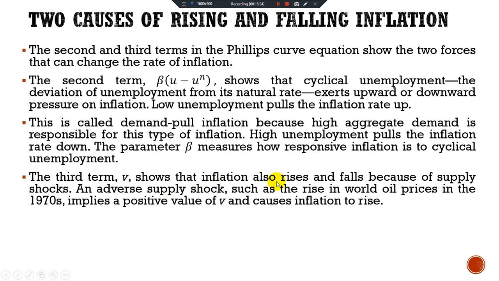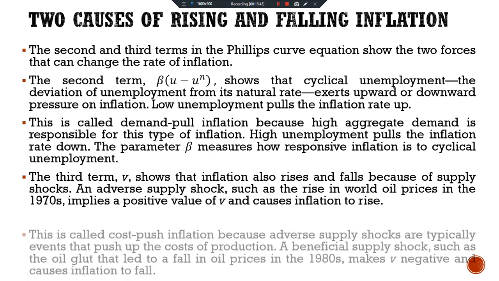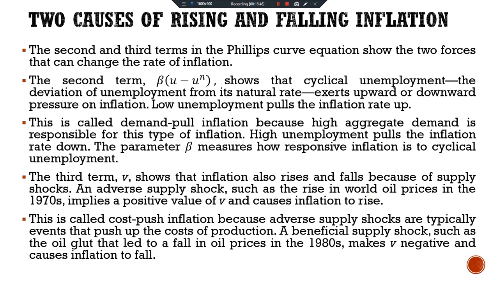V, shows that the inflation rate also rises and falls because of supply shocks. An adverse supply shock, such as the rise in world oil prices in the 1970s, implies a positive value of V and causes inflation to rise. This is called cost-push inflation because adverse supply shocks are typically events that push up the cost of production. A beneficial supply shock, such as the oil glut that led to a fall in oil prices in the 1980s, makes V negative and causes inflation to fall.